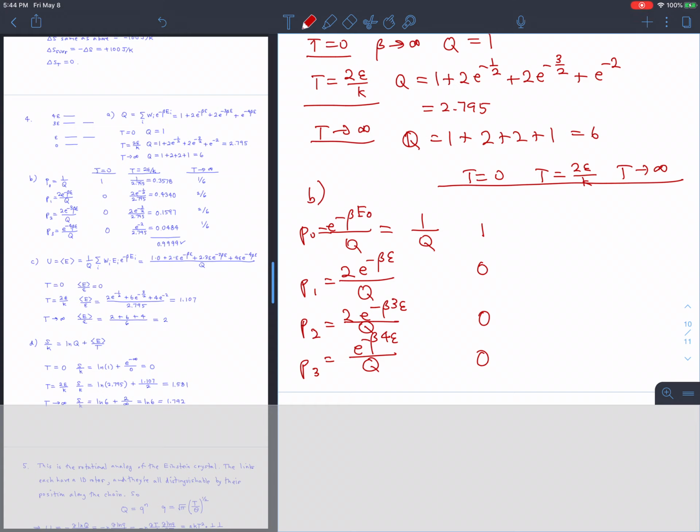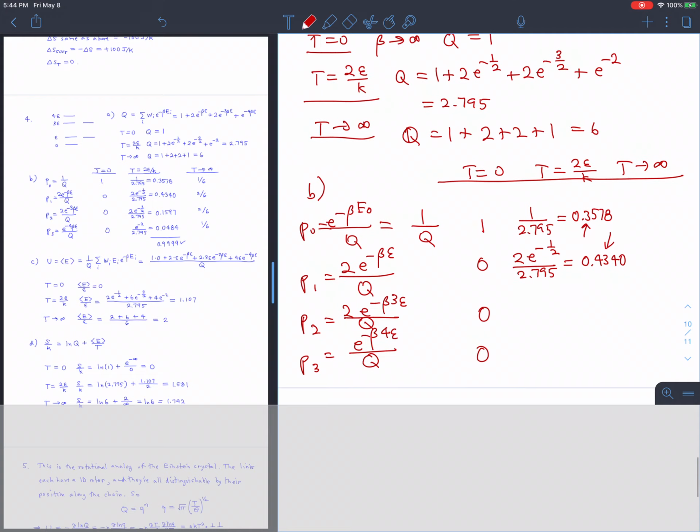At T equals 2 epsilon over k, 1 over q becomes 1 over 2.795, which is equal to 0.3578. p1 becomes 2 e to the minus 1/2 over 2.795, which is equal to 0.4340. Notice that the probability is higher for the second level than it is for the ground state. That's, of course, because there's 2 levels there.